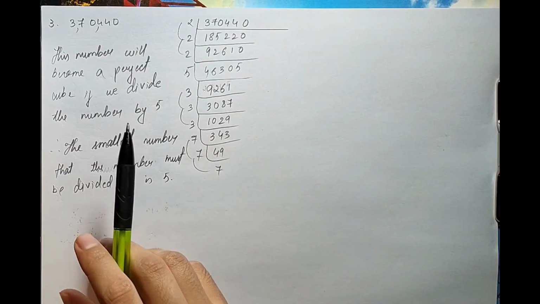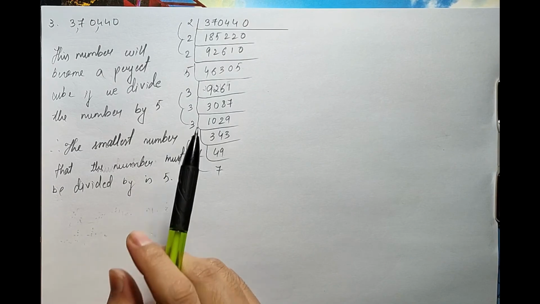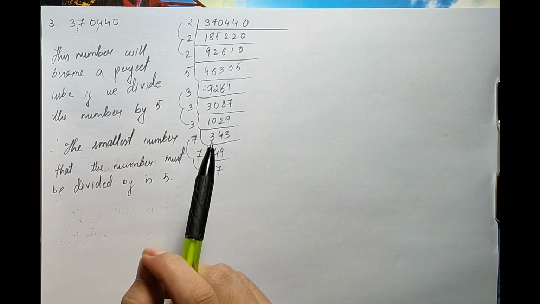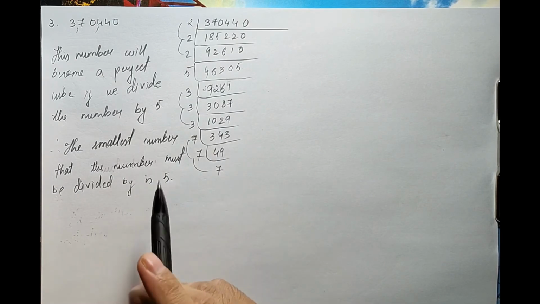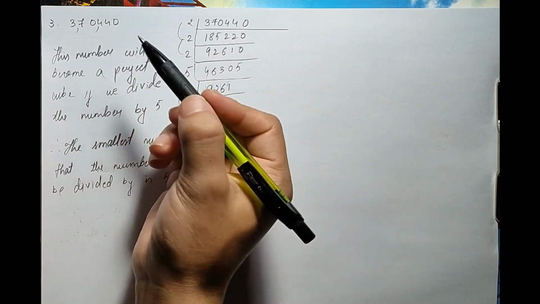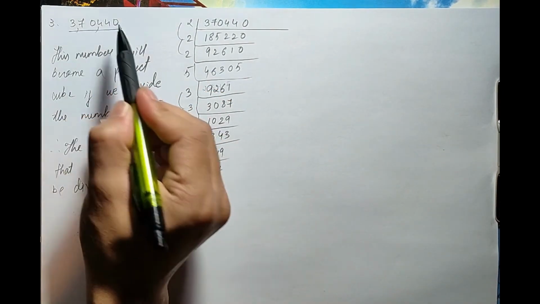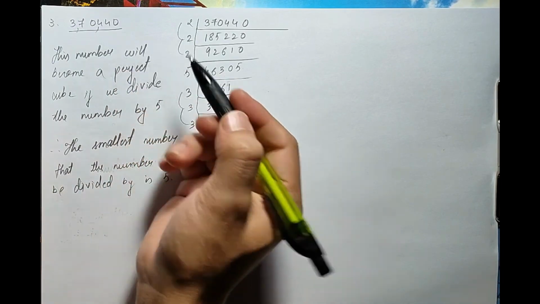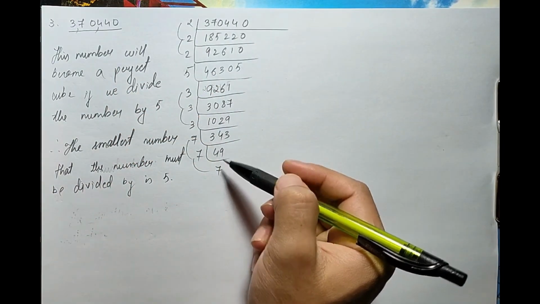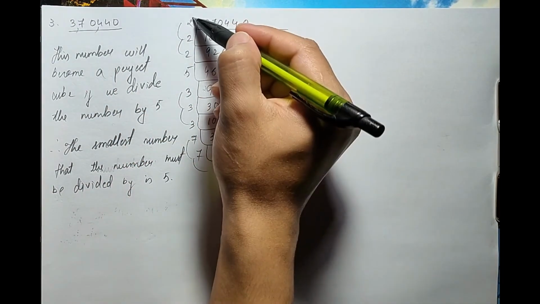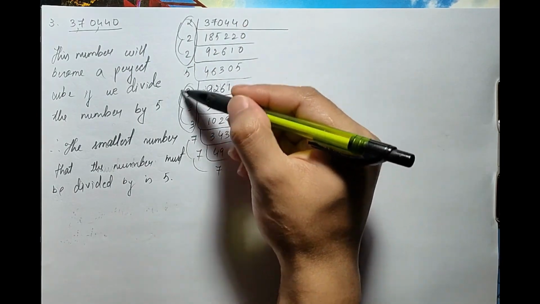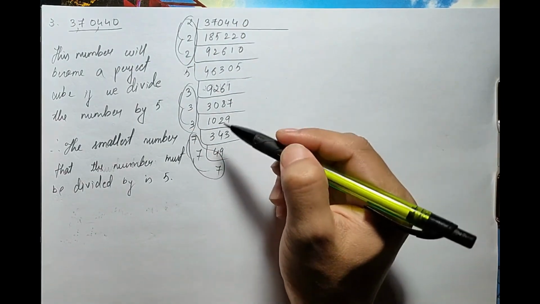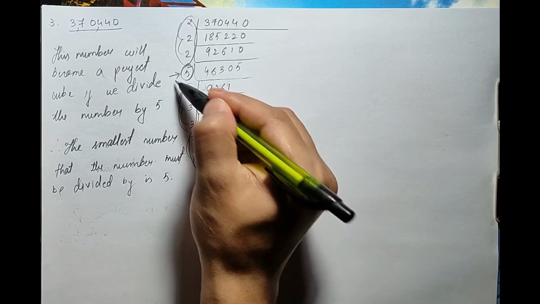Let us do one more question. What is the smallest number that must divide the number so that the number becomes a perfect cube, sorry. So this is your number 370400. We know that first we'll have to prime factorize. If you prime factorize, this is what you get. Now this belongs to one group, this belongs to one group, and this belongs to one group. We see that this is extra.